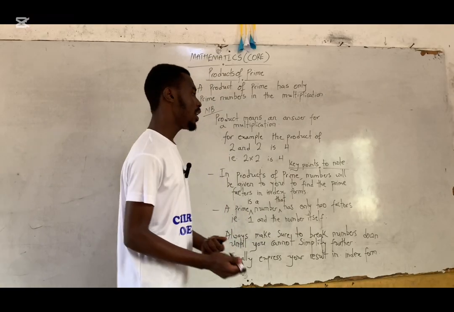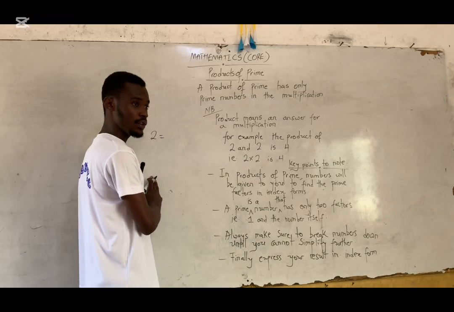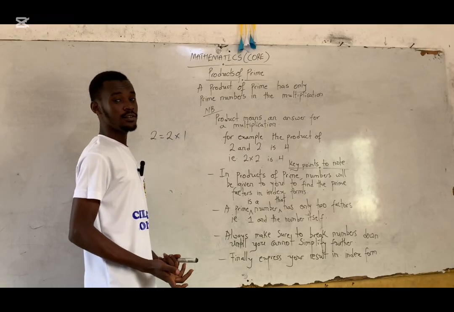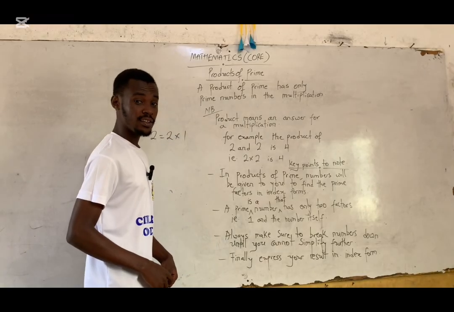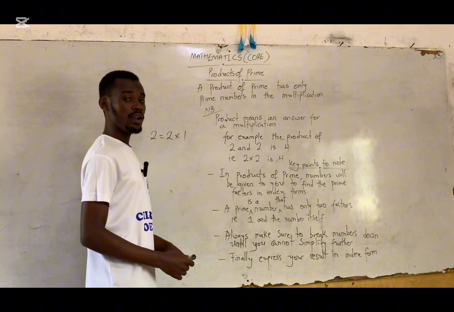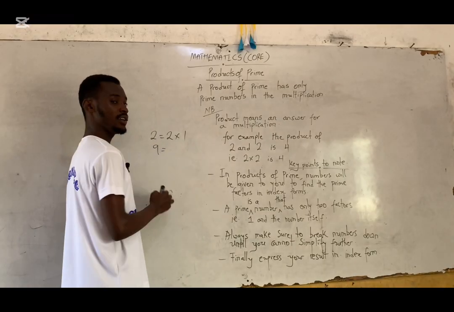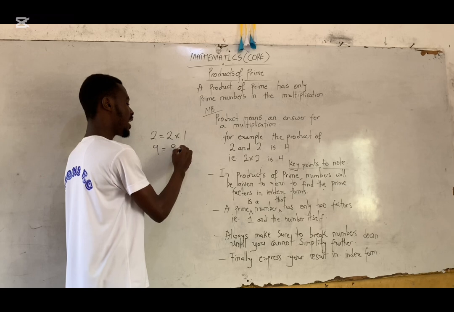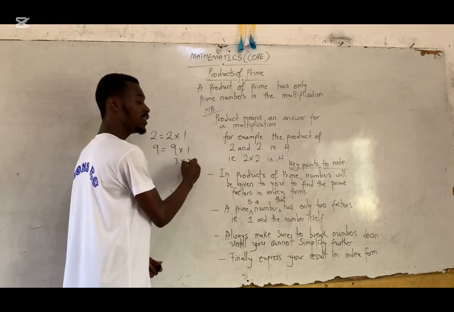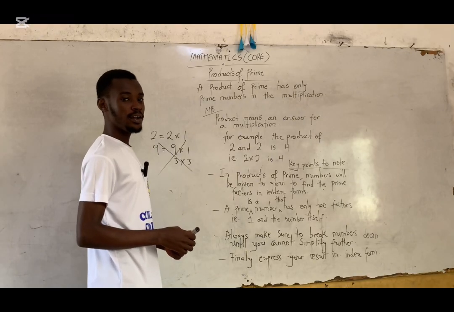For example, if I have 2, the only factors I'm going to get for 2 is 2 times 1. There are no other factors I can get from 2. Then it should tell you 2 is a prime number. For example, let's take 9. When I take 9, I have 9 times 1, but I also have 3 times 3. So 9 is not a prime number.